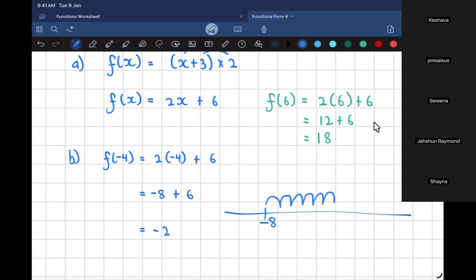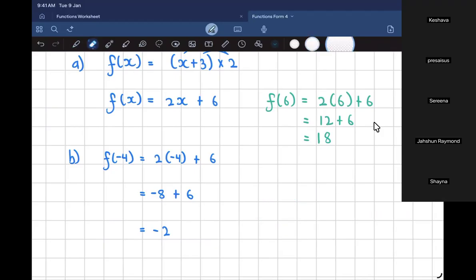Another way to think about it, right, Keshava, if you took $8 from a friend, you owe your friend $8. If you pay him $6, how much do you still owe him? $2. Right. Think about it like that as well.